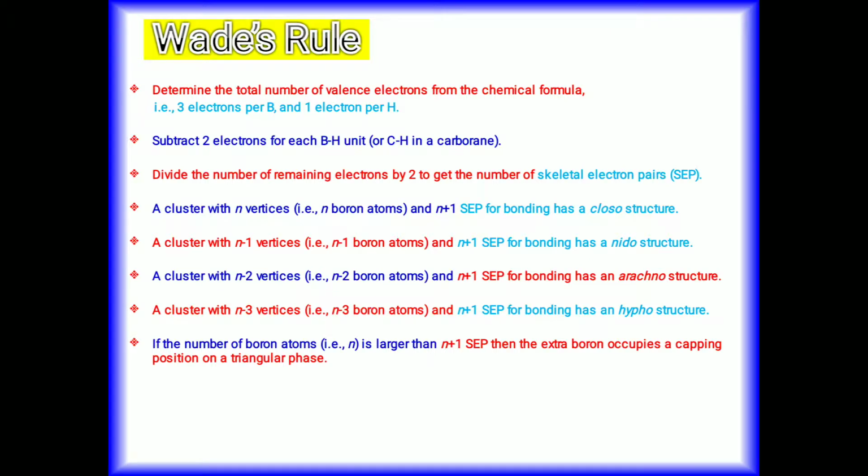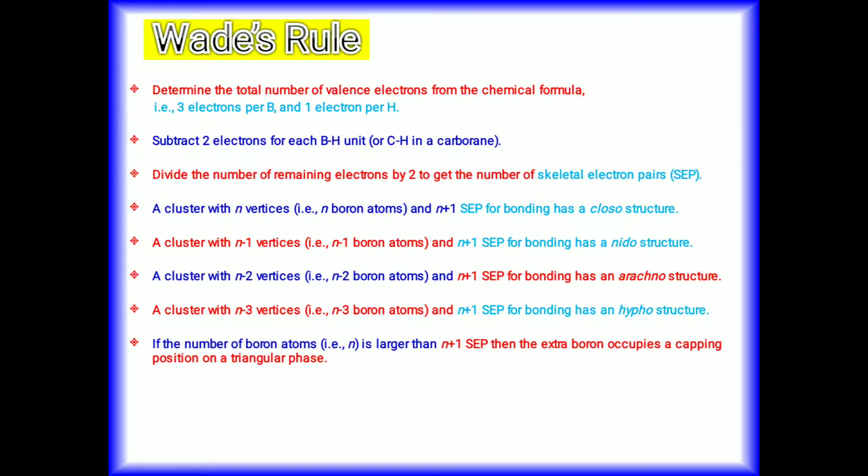What is Wade's rule? Determine the total number of valence electrons from the chemical formula, for example, 3 electrons per B and 1 electron per H. B means boron, H means hydrogen. Subtract 2 electrons for each boron-hydrogen unit, or carbon-hydrogen in a carborane. Divide the number of remaining electrons by 2 to get the number of skeletal electron pairs, SEP.